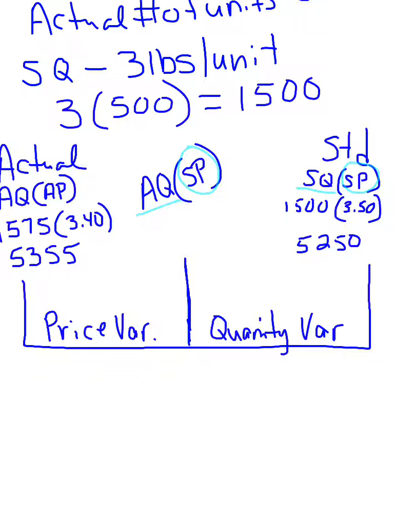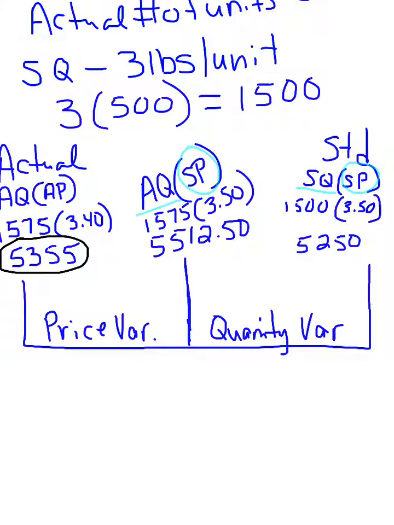Now when I look at actual quantity versus standard price, my actual quantity was 1,575 and my standard price is $3.50. So I take 1,575 times $3.50, and what I'm going to end up with here is $5,512.50. When I am looking at this price variance, I am going to be comparing this actual amount with that amount in the middle.